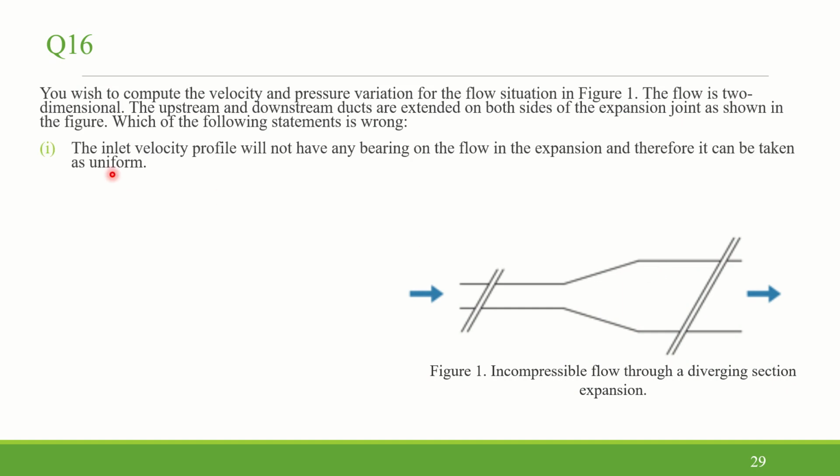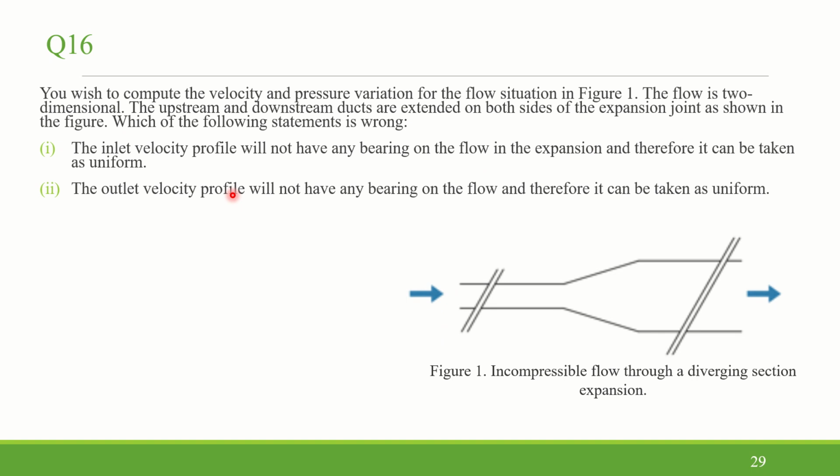The first one is that the inlet velocity profile will not have any bearing on the flow in the expansion, and therefore it can be taken as uniform. The second one, the outlet velocity profile will not have any bearing on the flow, and therefore it can be taken as uniform. So we have two statements, and we need to identify the wrong statement. So we will see that.